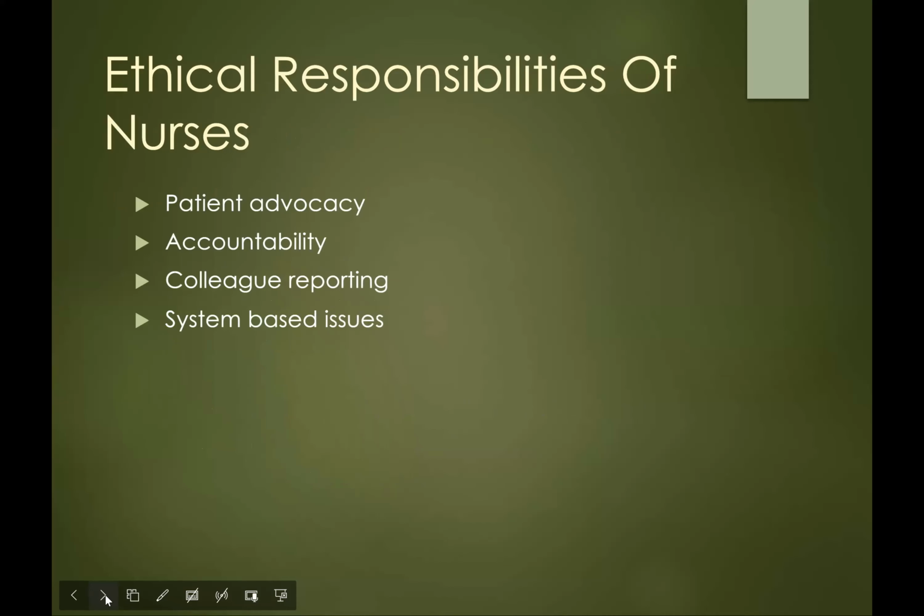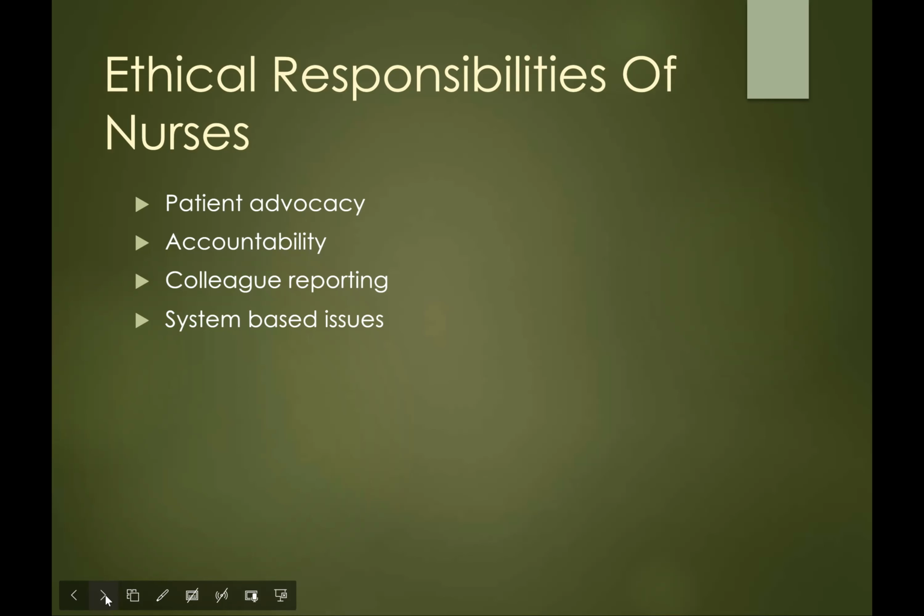Ethical responsibilities of nurses. There are four that we're going to discuss. Patient advocacy. Nurses are advocates of their patient. This is one of our key roles of nursing, being our patient's advocate. And informing the patient of the plan of care is essential. Telling your patients what you're going to do or what's expected in their plan of care is important. It's done in collaboration with the RN. So you don't do this basically on your own. You collaborate with the RN.